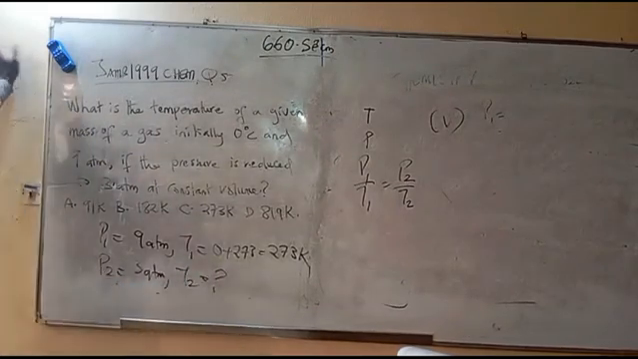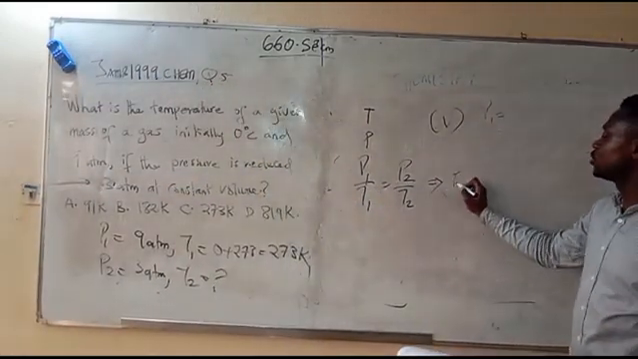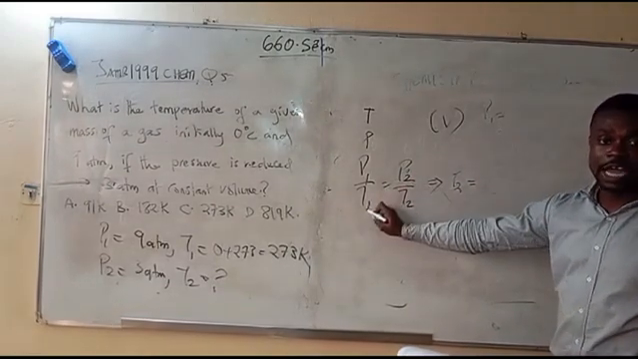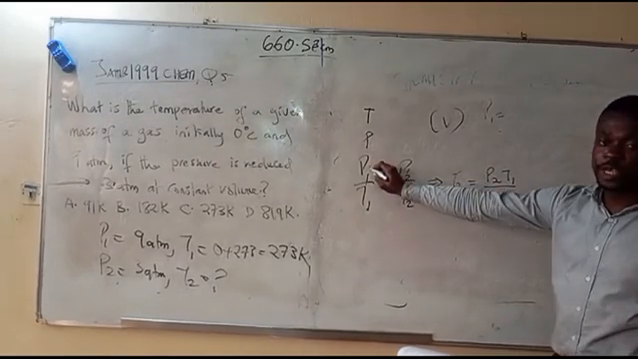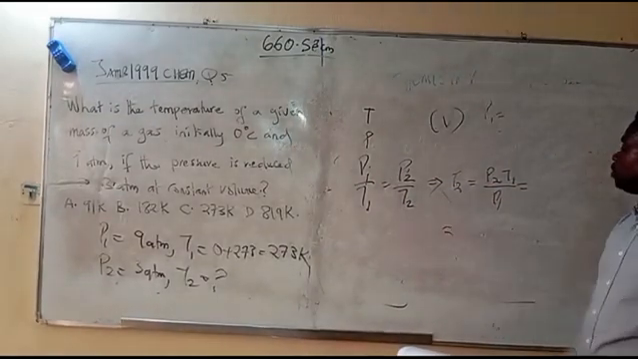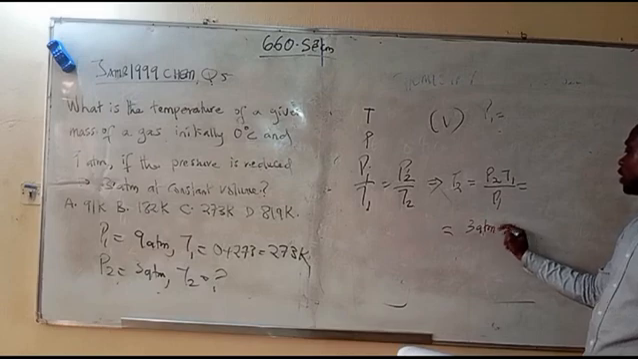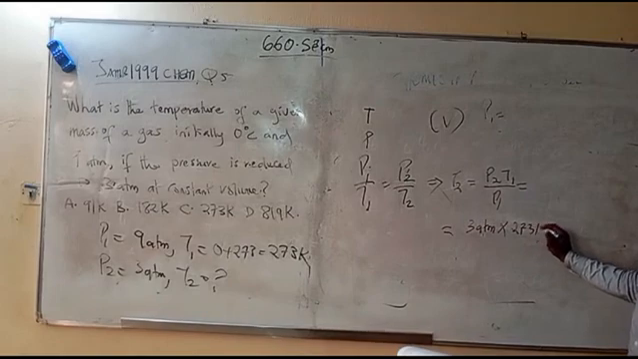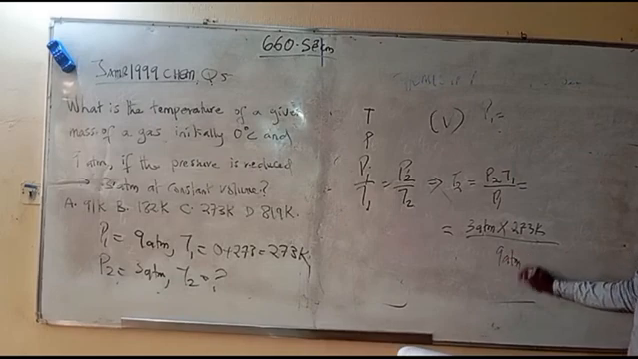True or false? So we make T2 the subject of the formula. This implies that T2 is now equal to P2 T1 over P1. Are you following? So let's multiply. P2 is 3 atmosphere, times T1, which is 273 Kelvin, over P1, which is 9 atmosphere.